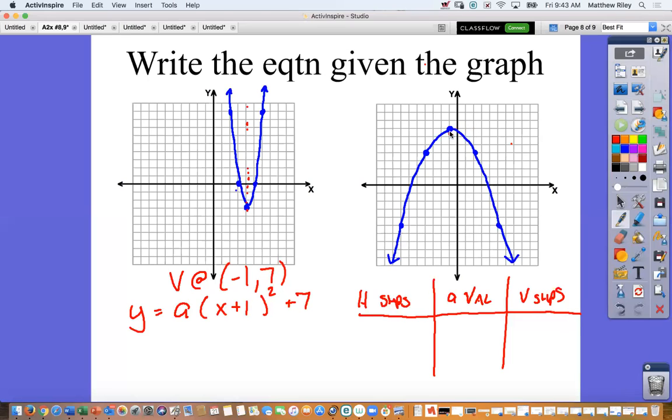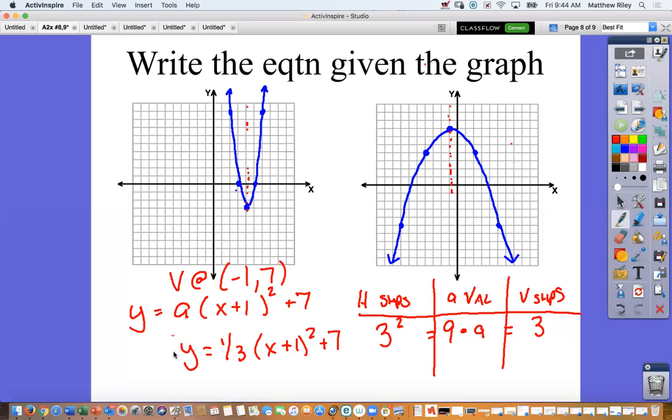So here's my axis of symmetry, right? So how many horizontal steps did I get to take this one right here? 3. So if I took 3 horizontal steps, when I square it, I get 9 times a equals, and how many vertical steps did I take? 3. So 1, 2, 3. So what's my a value going to be? 1/3. That's it. And you guys said you'd never use algebra.